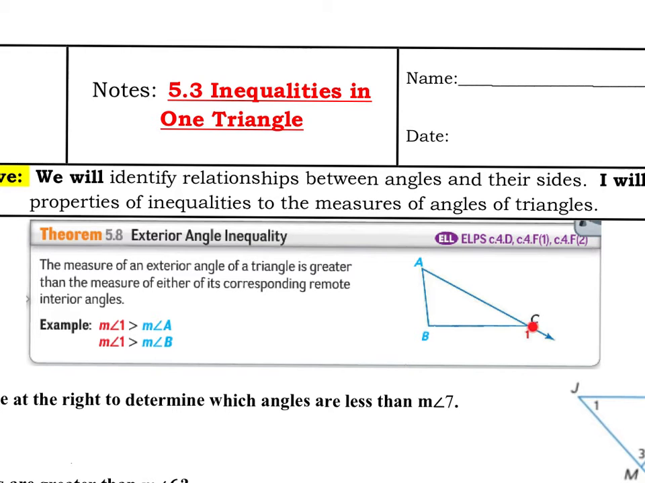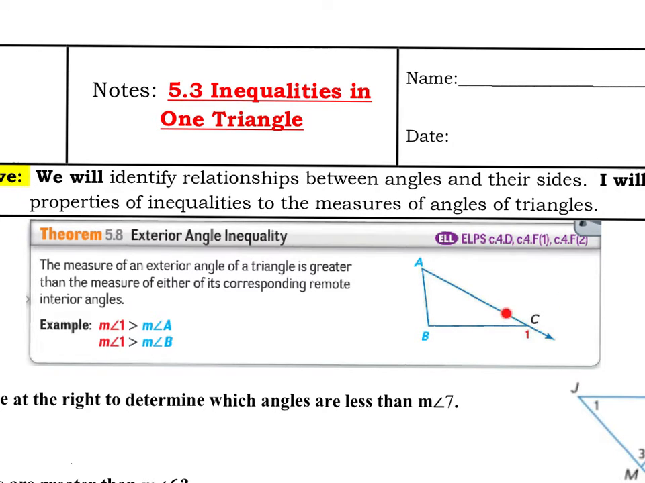You'll recall that the exterior angle theorem said, if you're looking at this angle 1 here, angle 1 is equal to angle A plus angle B, the remote interior angles. So this one says the measure of an exterior angle of a triangle is greater than the measure of either of its corresponding remote interior angles. In other words, measure of angle 1 is greater than measure of angle A, and measure of angle 1 is also greater than measure of angle B.